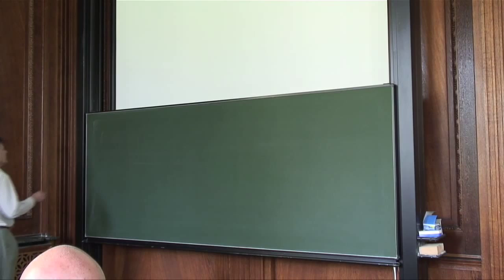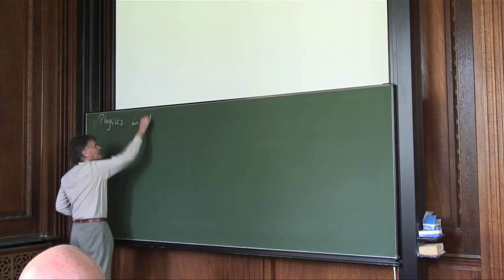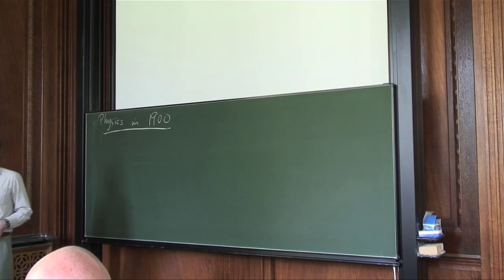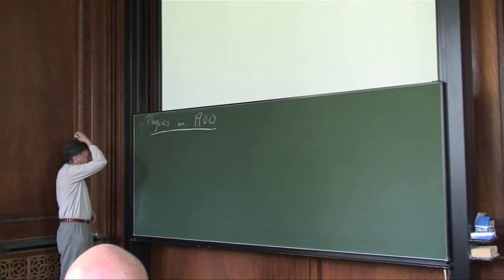So let's talk about physics in 1900. How did it describe the world? Well, the first thing it did was it assumed that we know about space and time.